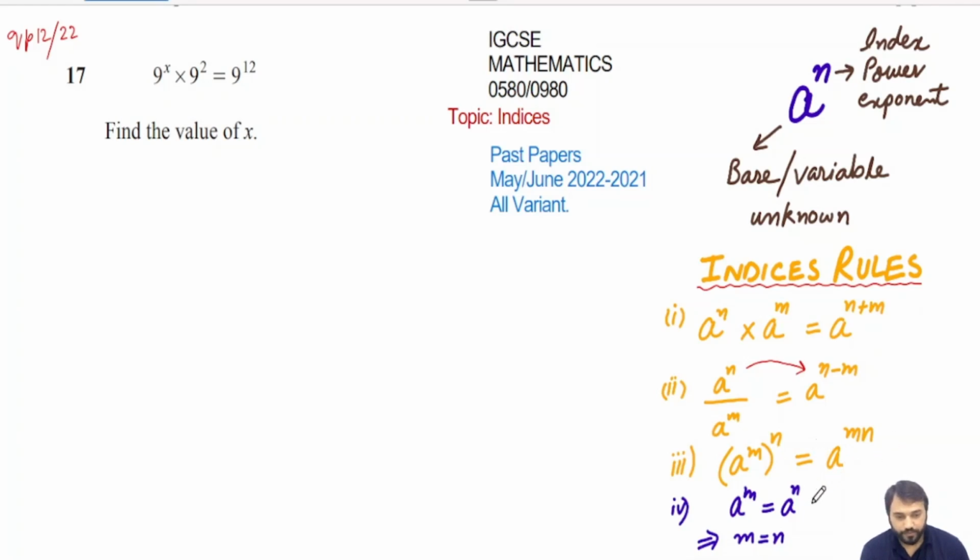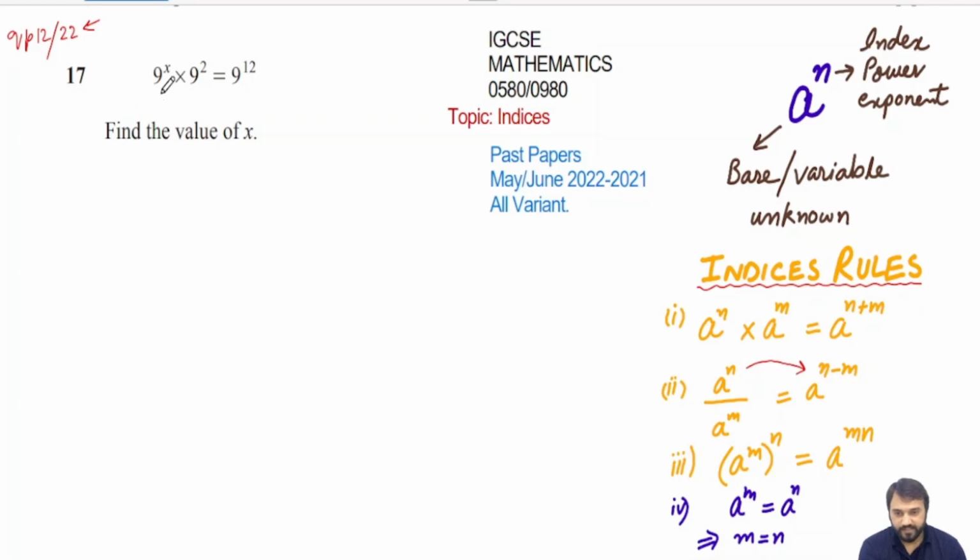And the fourth rule is if we have same bases on the left hand side and right hand side, we just equate the powers like this. Okay, now let's get started. This question appeared in 2022. This is the year, and question paper is 1-2, and you already know what it means: question paper 1 variant 2.